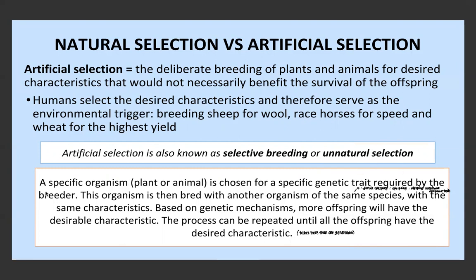So what happens during artificial selection is that a specific organism, whether it be plant or animal, is chosen for a specific genetic trait, so this desirable trait that's required by the breeder. The organism is then bred with another organism of the same species with the same characteristics. Based on genetic mechanisms, more offspring will have the desirable characteristic because both parents have it. And this process can be repeated again and again until all the offspring have the desired characteristic.